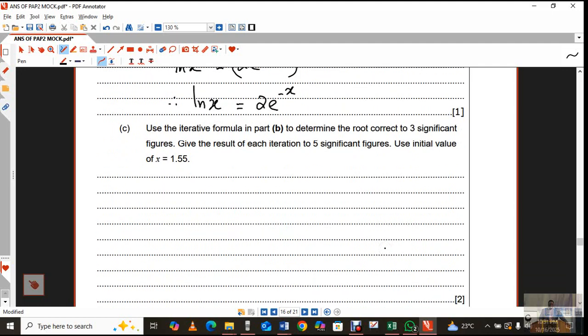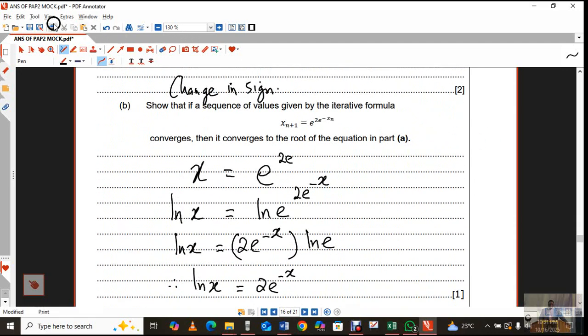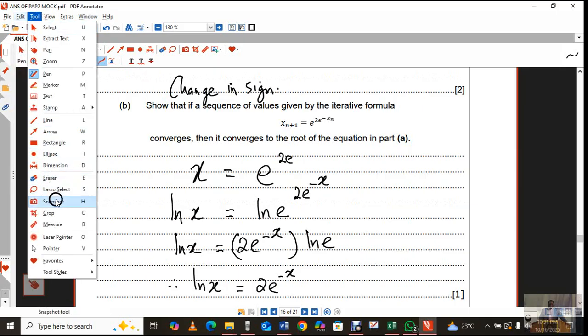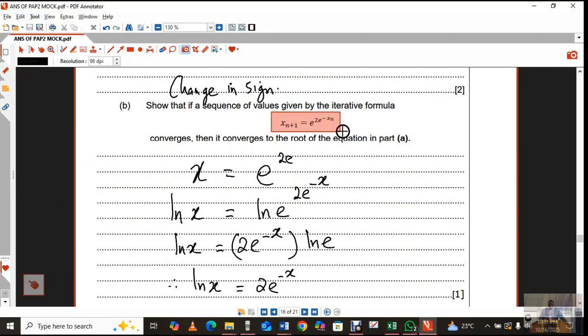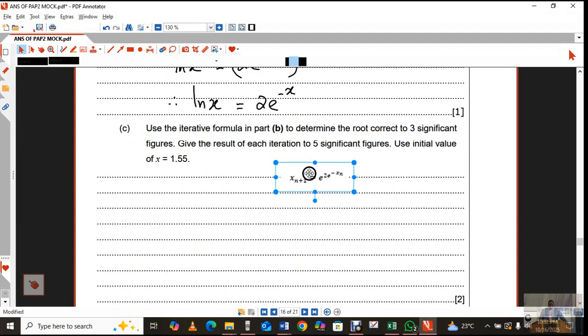Then they use the iterative formula in part B. So we have to use this formula here and find what value it converges onto. So I'm just going to grab that and paste it over here.